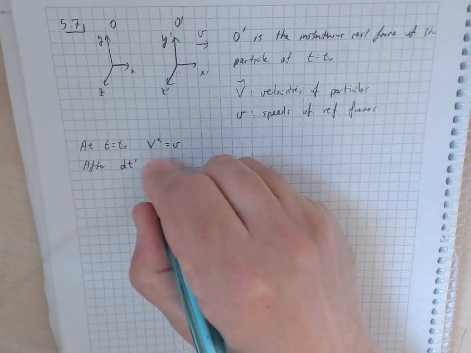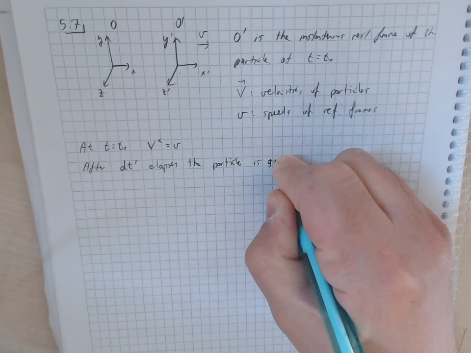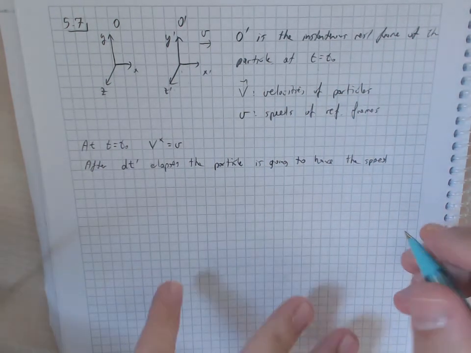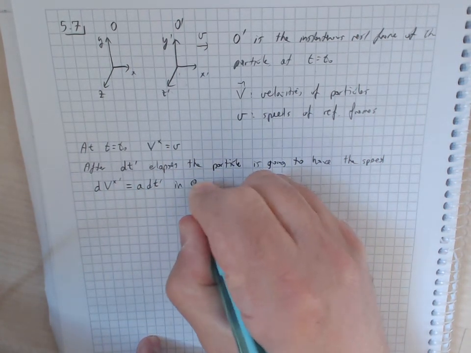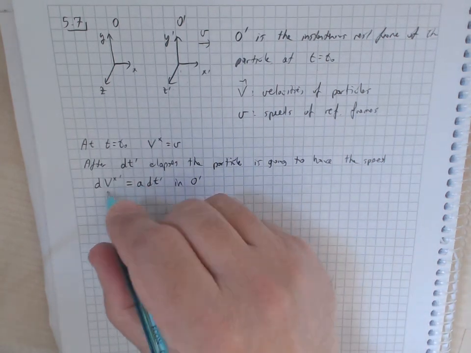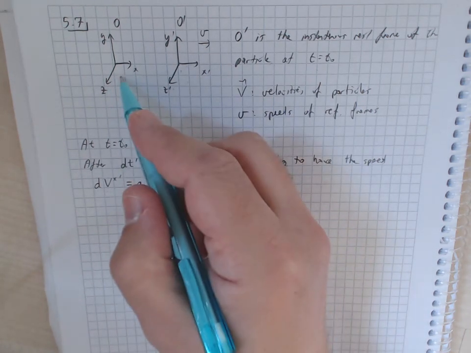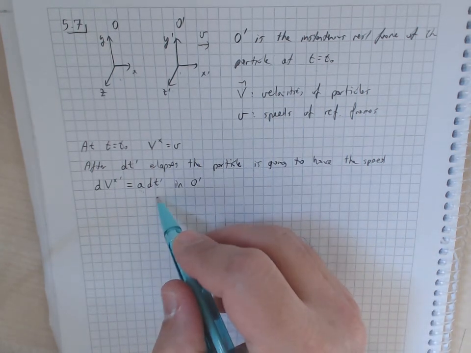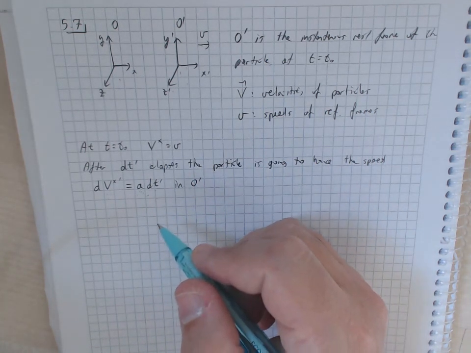After dt prime elapses, the particle is going to have the infinitesimal speed dvx prime, which is a times dt prime in O prime, right? So this much time passes, its acceleration is a, whatever, it's going to have this much velocity. Just because its acceleration is a in this reference frame doesn't mean its acceleration is going to be the same in the other reference frames. This would be correct for Galilean transformations. It's not necessarily correct for the Lorentz transformations, but this I can write, right? It starts from zero velocity and it has some acceleration. By definition of acceleration, it's going to have this much velocity in that reference frame.